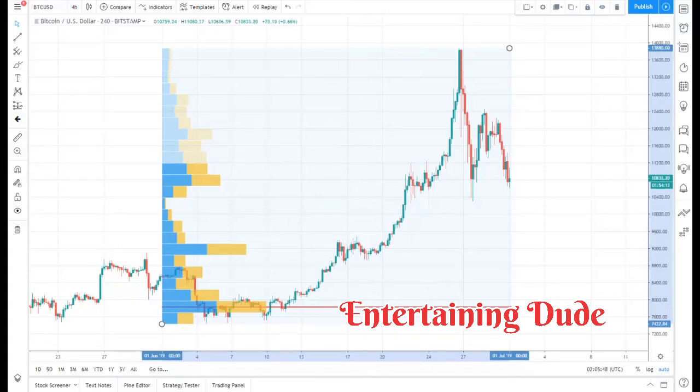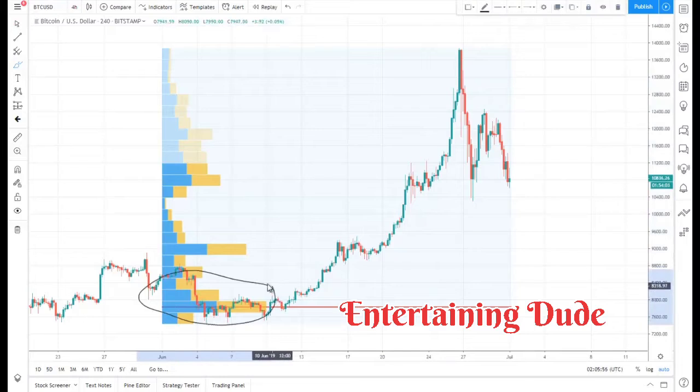So basically what the volume profile is telling me is that right here at these levels, let me show you by bringing up my brush, right here at these levels is where buyers were found and where buyers started to buy Bitcoin, thus the rally up to the 14,000 level.